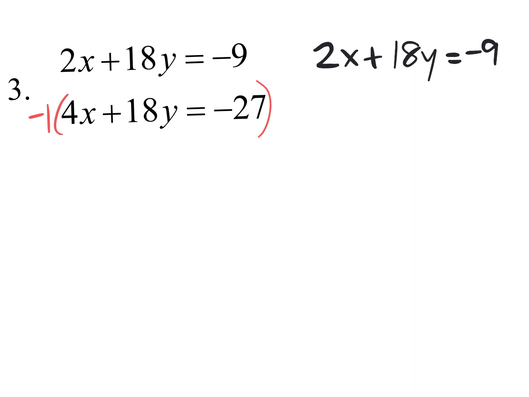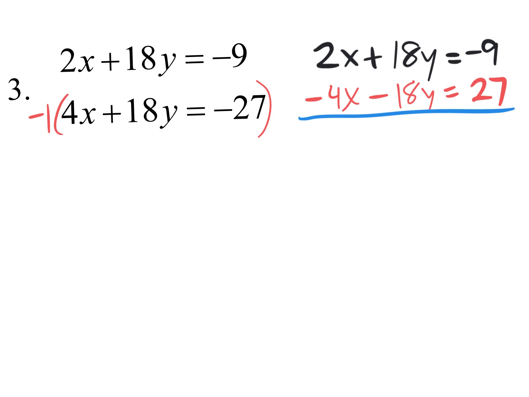And the bottom equation becomes what? Anybody? When I multiply everything by -1, it changes all the signs. Read it to me. -4x minus 18y equals 27. That's right. Just change all the signs. And now it really is ready to combine and eliminate those y's.